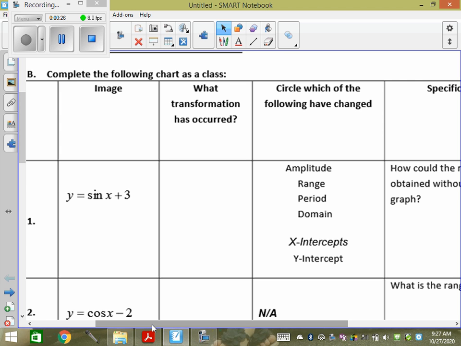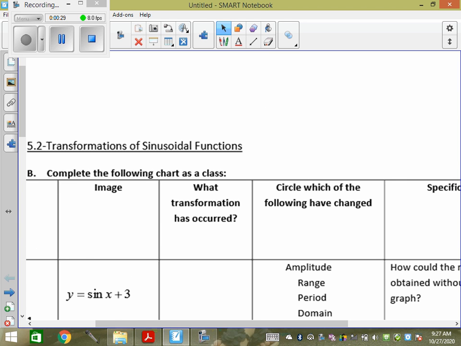They don't call it that. They call it a vertical displacement.